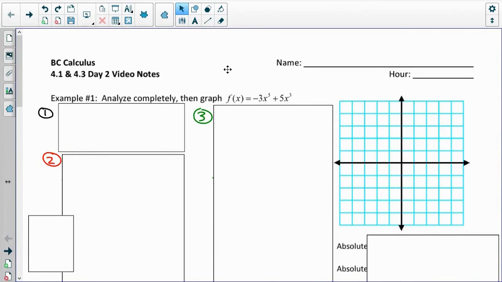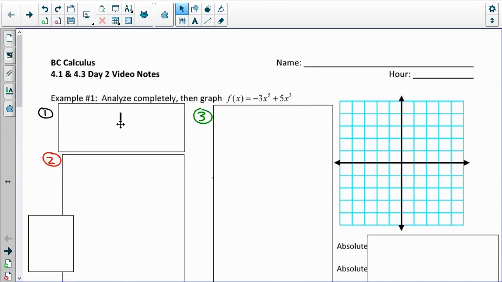Day 2 of the video notes for 4.1 and 4.3 goes through a bunch of example problems. We're going to graph f of x equals negative 3x to the fifth plus 5x to the third without a calculator, just by understanding what the derivatives and second derivatives give us.